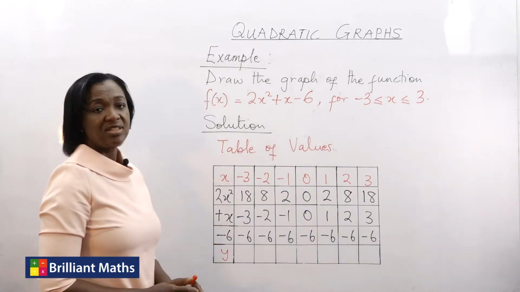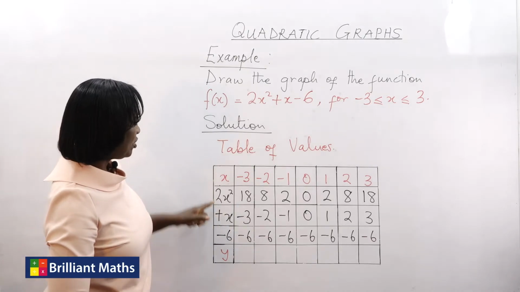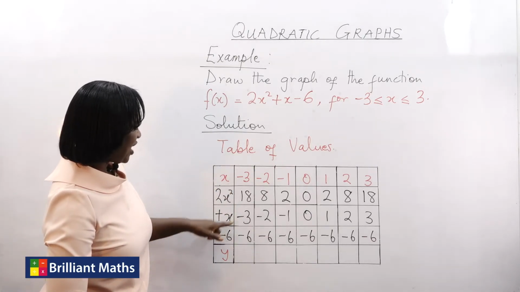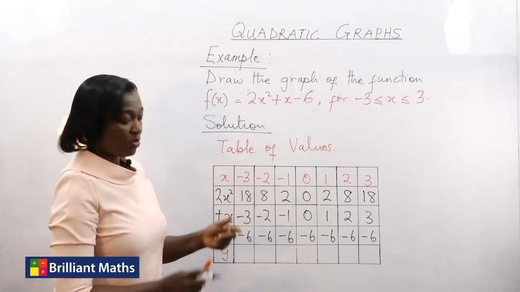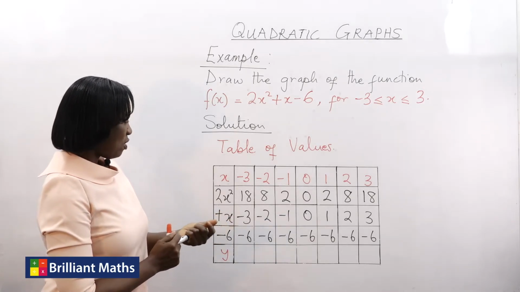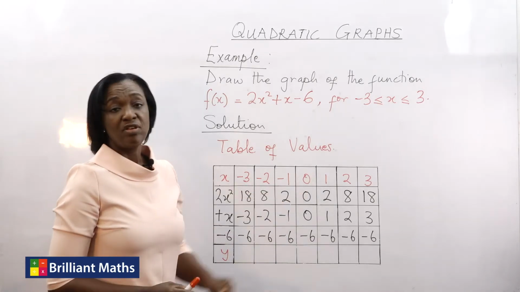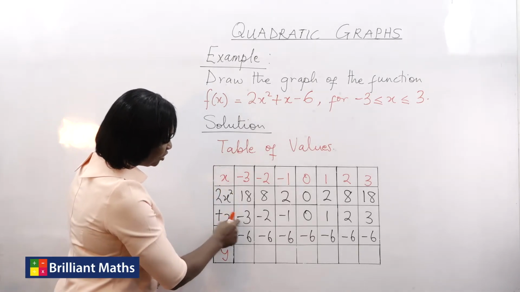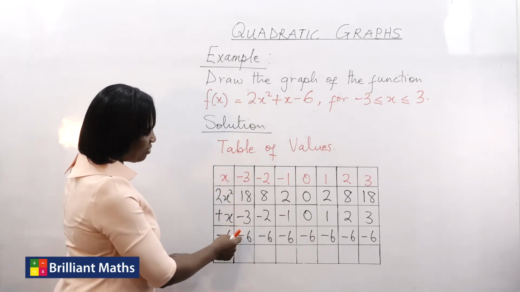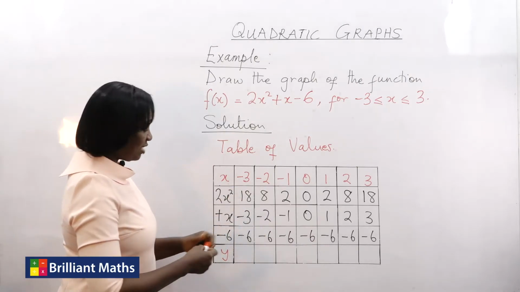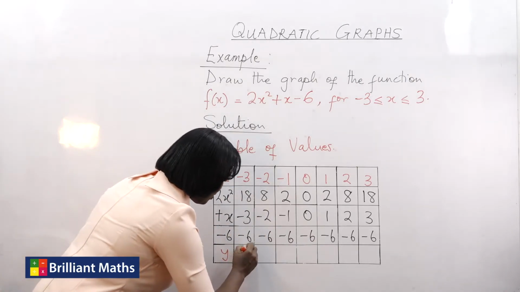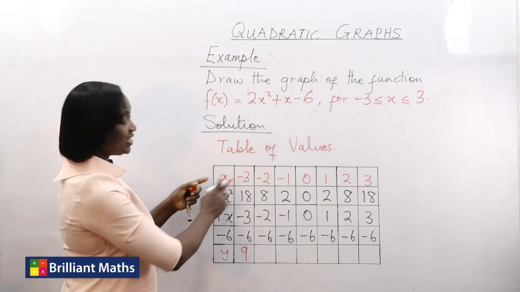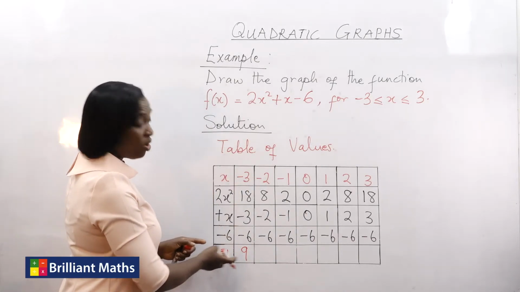So having done that, we're now going to compute 2x squared plus x minus 6 to get the value of y for each value of x. So we have 18 minus 3 minus 6. Minus 3 minus 6 is 9. So 18 minus 9 is 9. So that means that when x is minus 3, y is equal to 9.